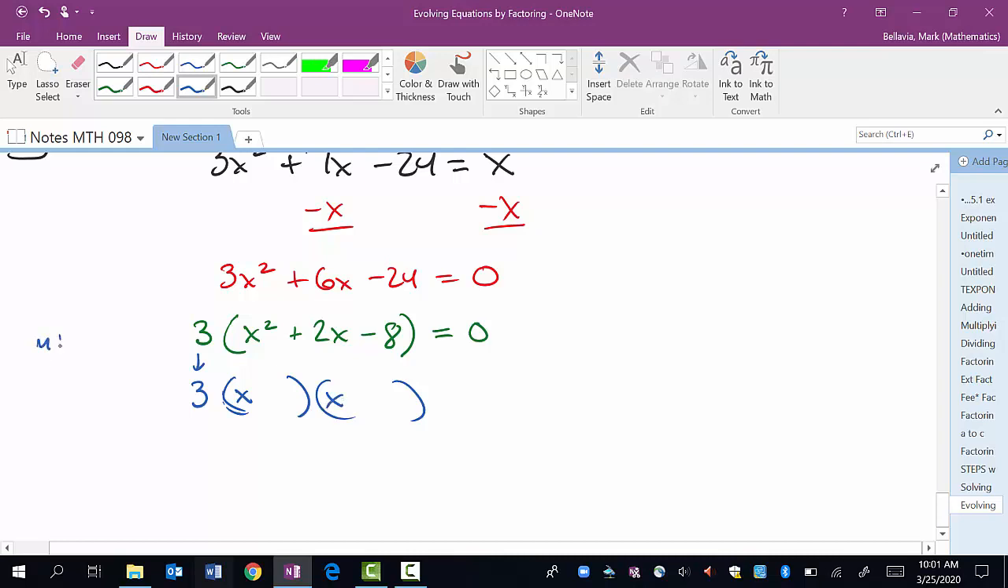We want things that multiply to negative 8. They also have to add to a positive 2. We want to find numbers that do that. So numbers that multiply to a negative 8 and add to a positive 2. Well, those numbers are positive 4 times a negative 2, right? 4 times negative 2 gives you negative 8. 4 minus 2 gives you 2. This whole thing still equals 0.